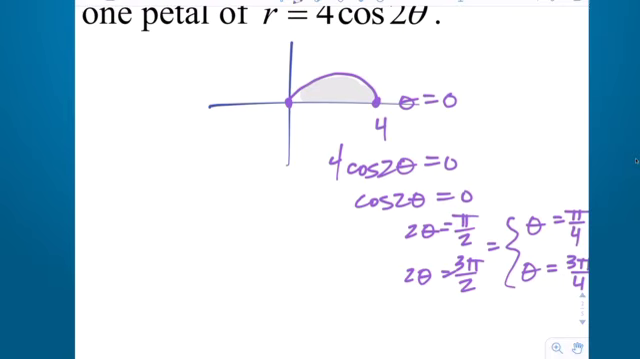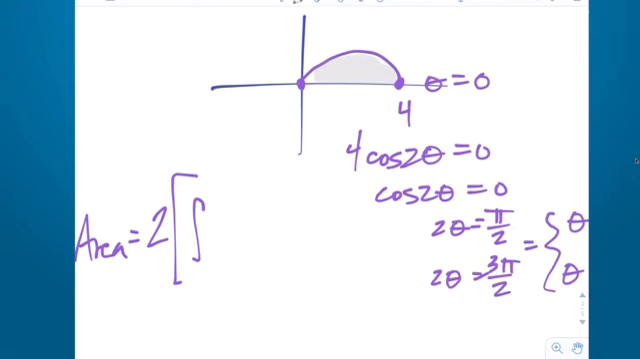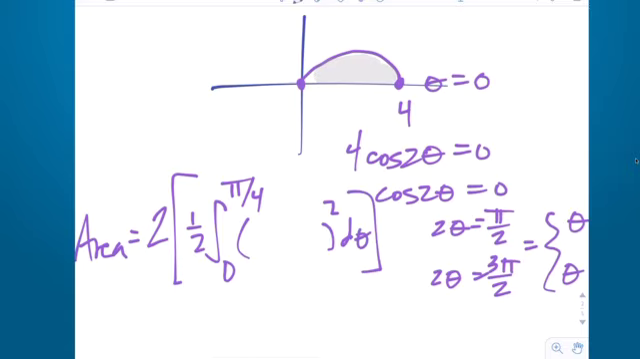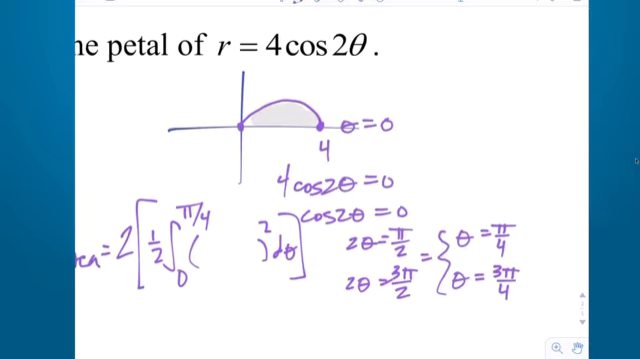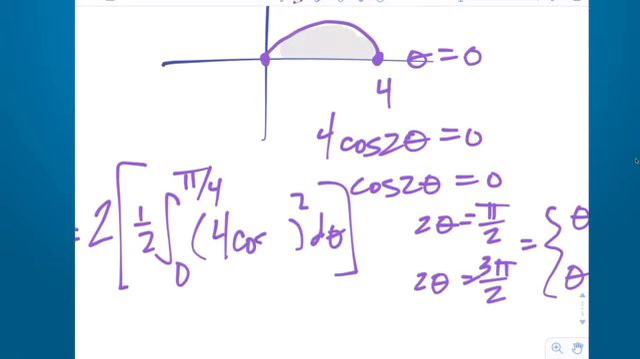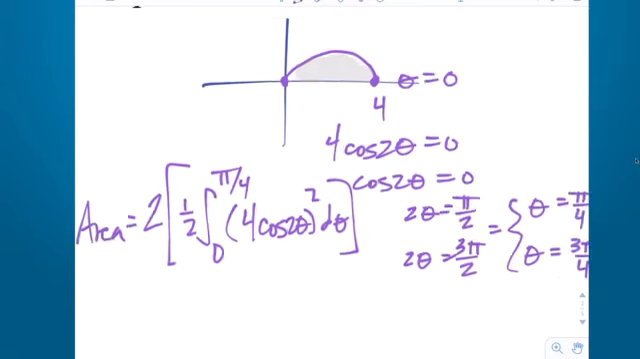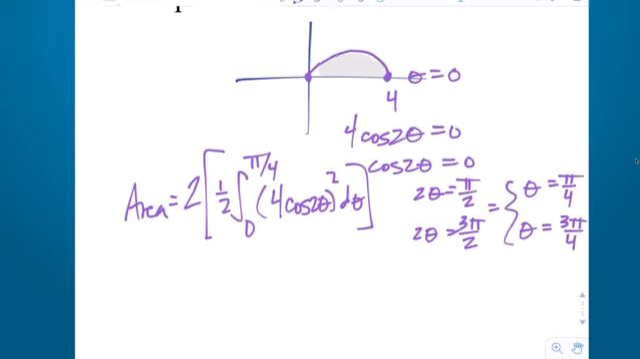So if you integrate then, the area is going to be 2 times, because I'm just going to find this half of it, the integral from, 1/2, my bad, the formula is 1/2, the integral from 0 to pi fourths of r squared d theta. And of course, our r is 4 cosine of 2 theta. And there's the answer.